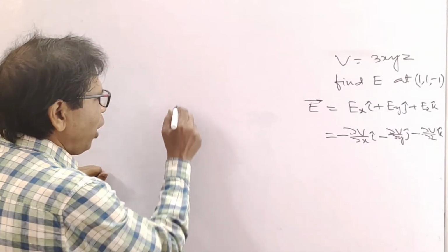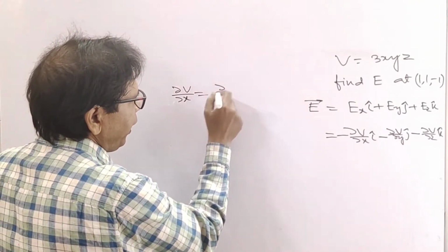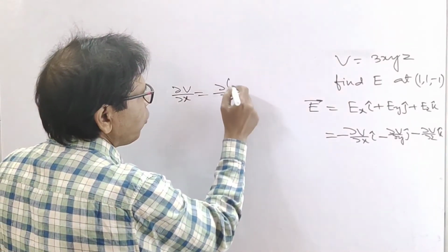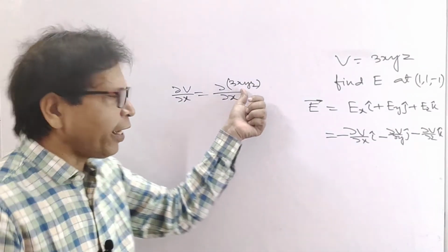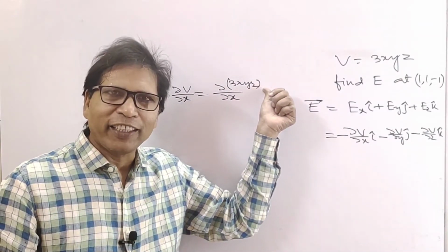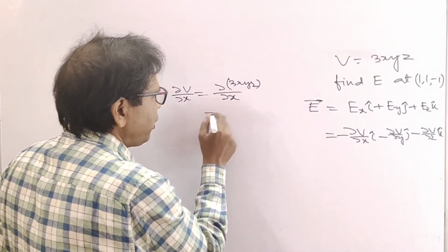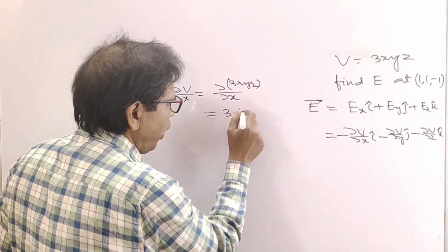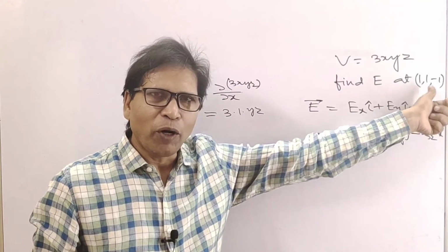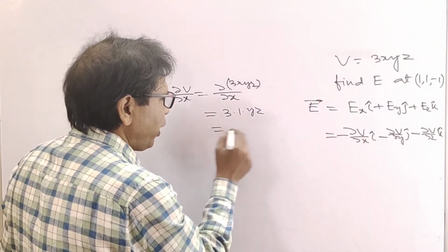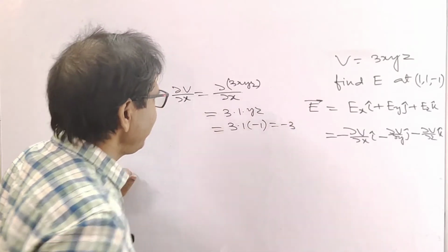Look at this. Now del V by del x equals del of 3xyz. Here only x is variable, y and z constant. So if y and z are constant, the differentiation is 3 into 1 into y into z. Now at this point 1, 1, minus 1, this becomes 3 into 1 into minus 1, so this is minus 3.